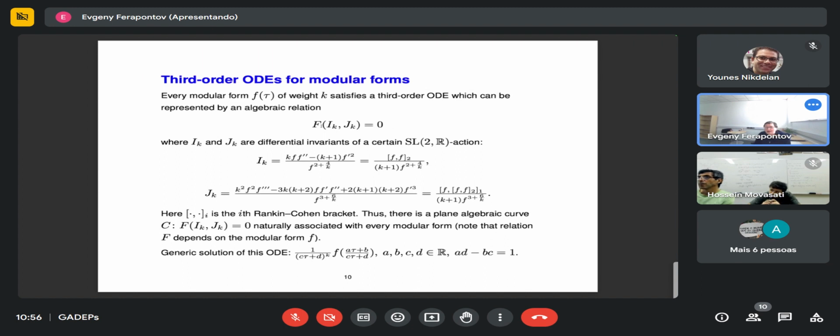So in other words, on one hand, I can view this equation as a third order differential equation, if I substitute for I_k and J_k these expressions, this and this, right? On the other hand, I can view this as the equation of an algebraic curve associated to my modular form. There is a naturally associated algebraic curve. And we will see that for forms of weight 2, this will be an elliptic curve, right?